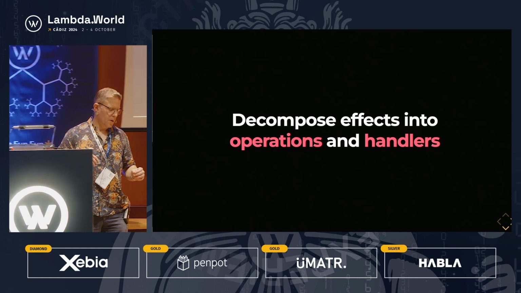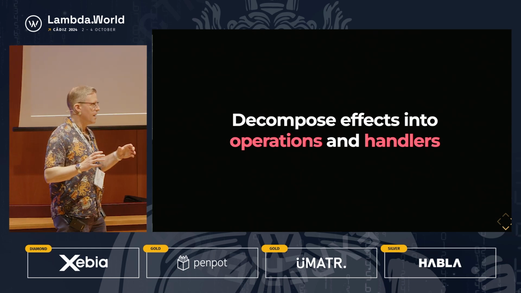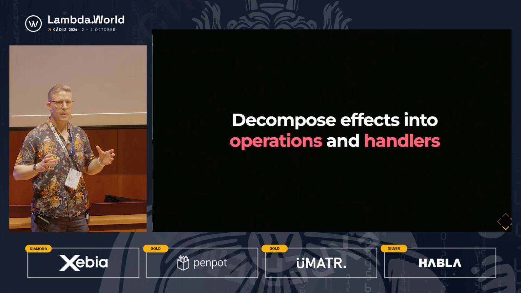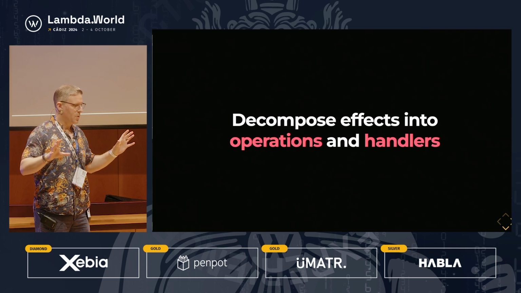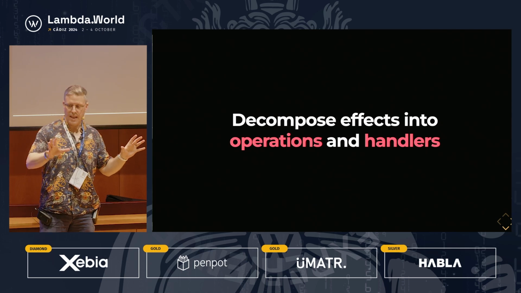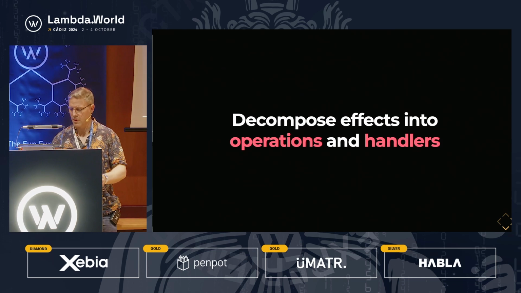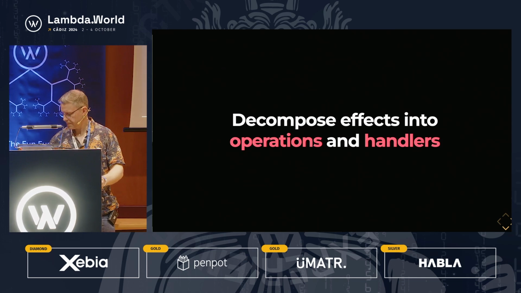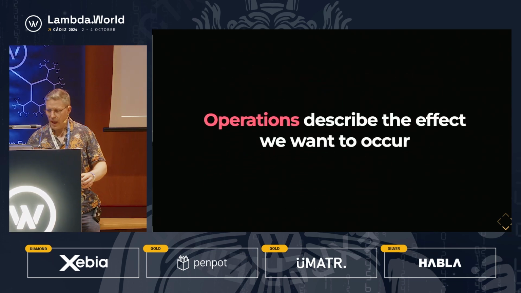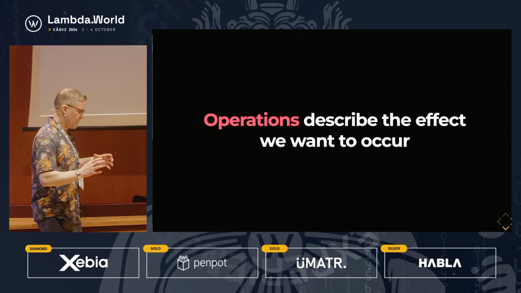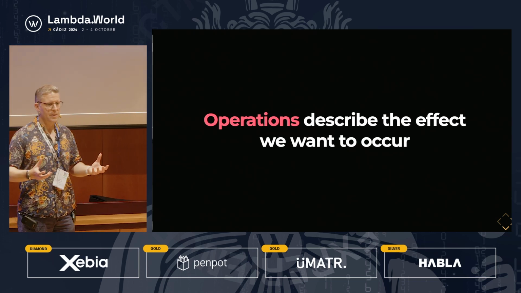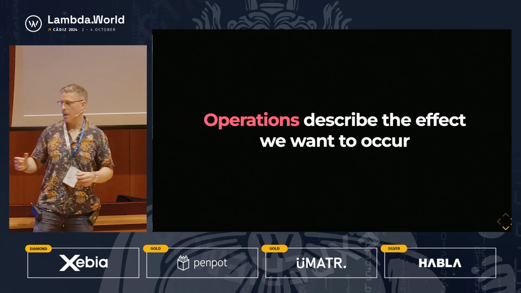Okay. So I think the core idea in the world of effect systems is that we break effects into two parts, which are called the operations and the handlers. Sometimes operations are just called effects. The handlers are normally called handlers. And operations are just descriptions or interfaces to effects that we want to occur.